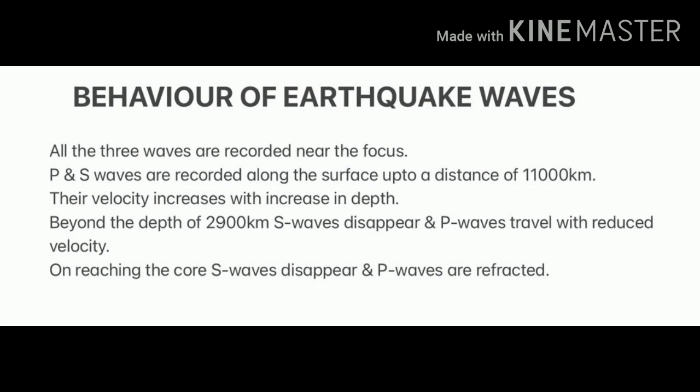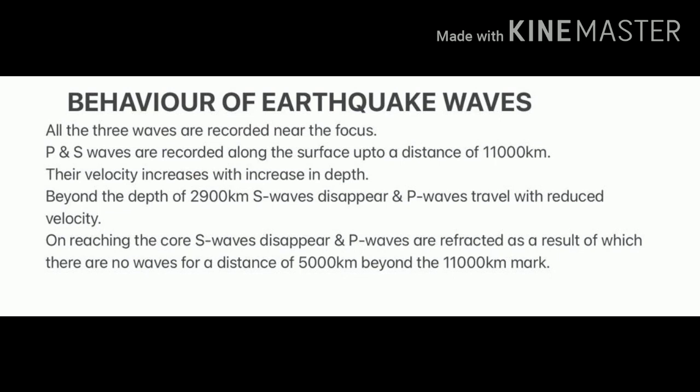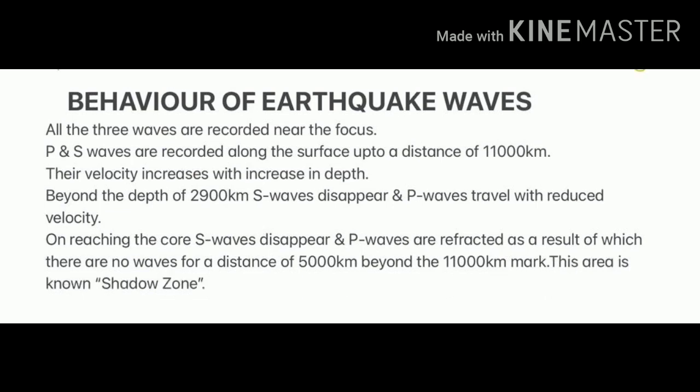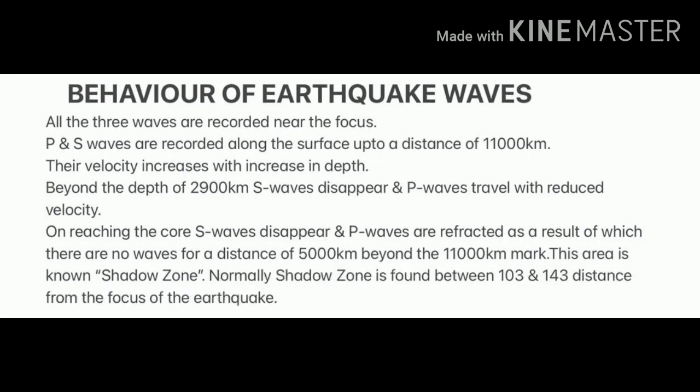On reaching the core, S waves disappear and P waves are refracted, as a result of which there are no waves for a distance of 5,000 km beyond the 11,000 km mark. This area is known as the shadow zone. The presence of the shadow zone on the surface of the Earth shows that the Earth's core is composed of heavy materials like nickel and iron, whose density is 11 to 12. Normally, the shadow zone is found between 103 degrees and 143 degrees distance from the focus of the earthquake.